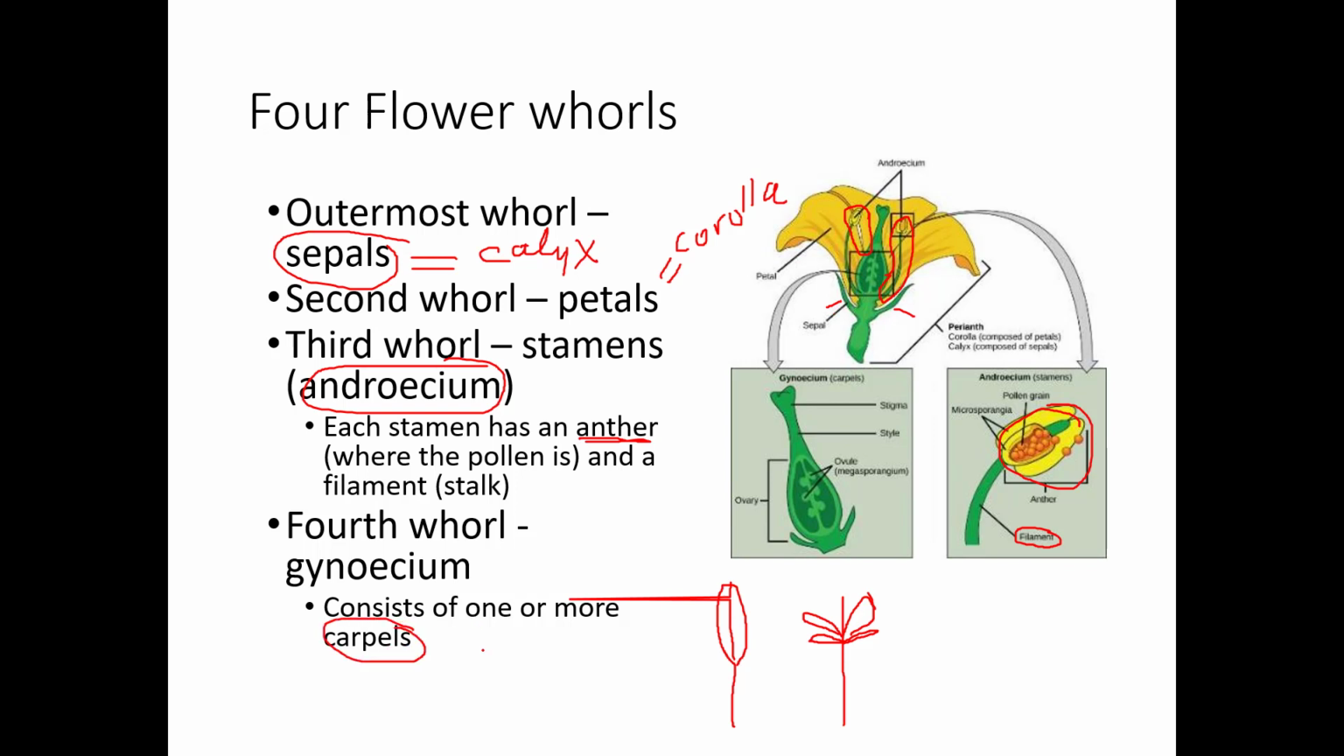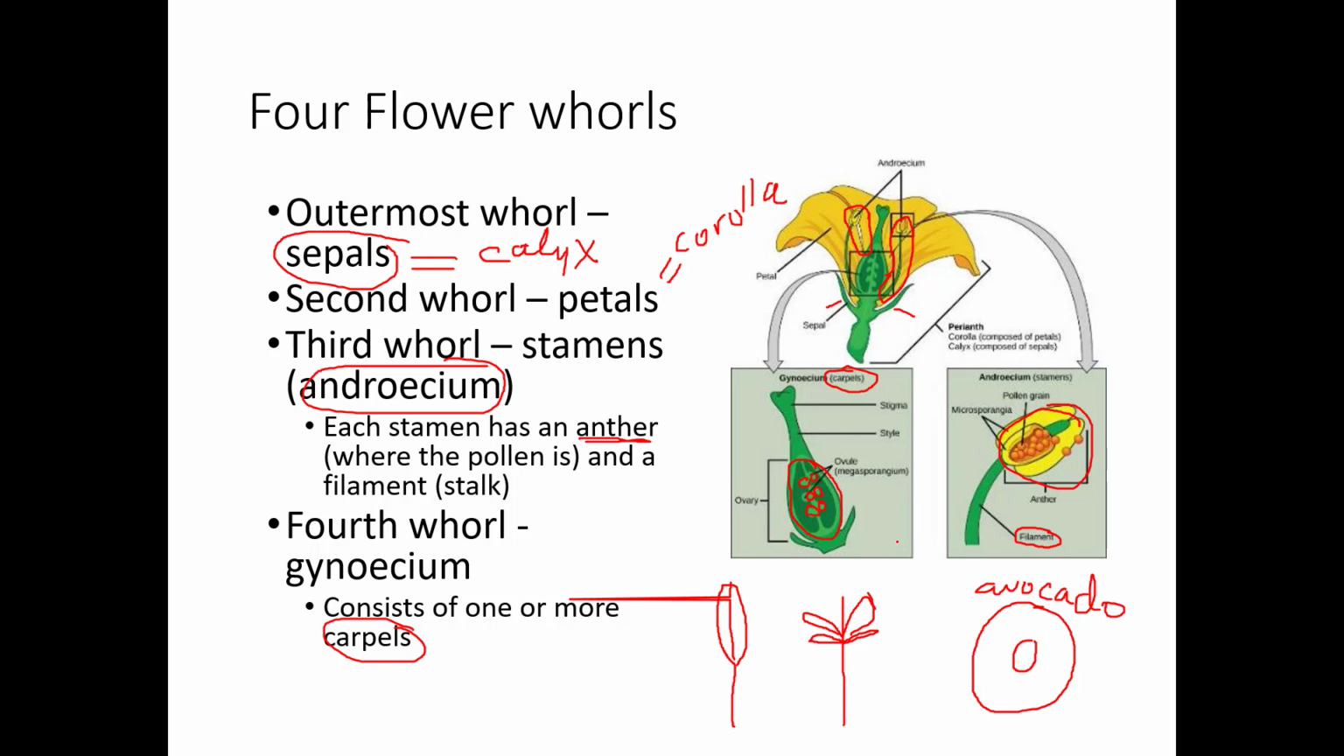There might be one carpel, there might be more than one. Each carpel contains an ovary, and the ovary is the large compartment, and inside the ovary can be one or more ovules. So if you have a flower that has just one ovary and just one ovule, what you'll end up with is a fruit that has just one seed. So for example, an avocado. The flower of an avocado plant would have one ovary and one ovule.